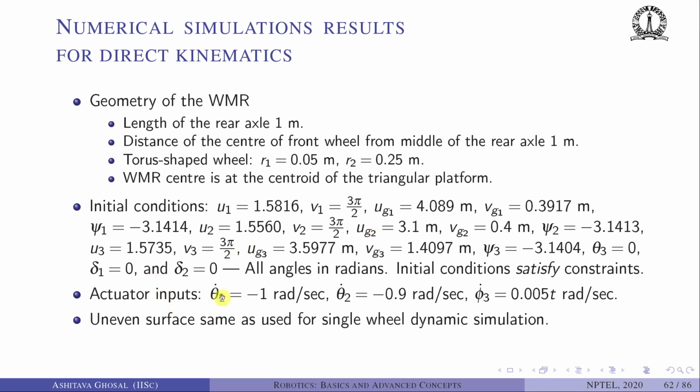We have actuator inputs, which are theta 1 dot is minus 1 radian per second, theta 2 dot is minus 0.9 radian per second, and phi 3 dot is 0.05 t. These are chosen arbitrarily. We could have chosen some other rotation rates at the rear wheels and the steering rotation rate. Okay, so this uneven surface is the same as the one which is used for single wheel dynamic simulation.